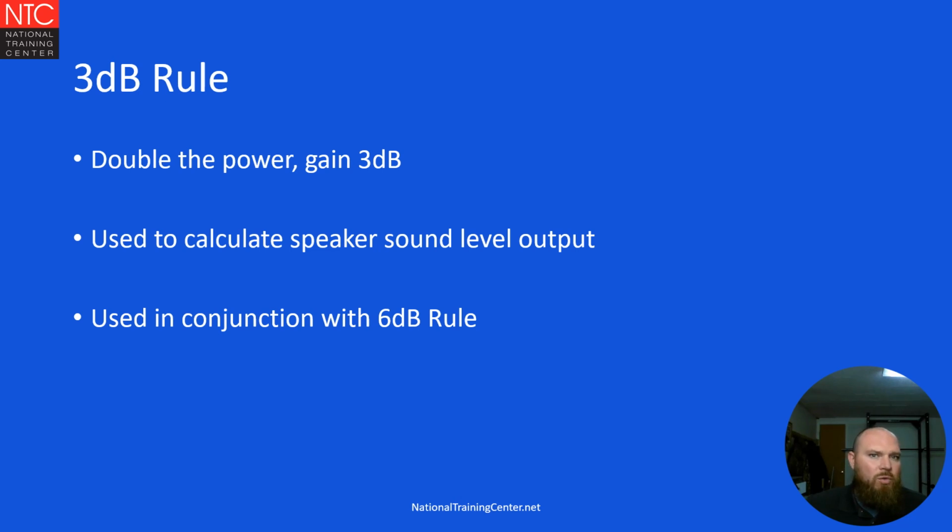Another rule that we utilize is the 3 dB rule, which is similar to the 6 dB rule. Every time you double the power to a speaker, you're going to gain 3 dB. We use the 3 dB rule just for speakers. We use it to calculate the speaker's sound level and output. Once we have that dialed in, we use the 6 dB rule to establish the spacing from one speaker to the next.